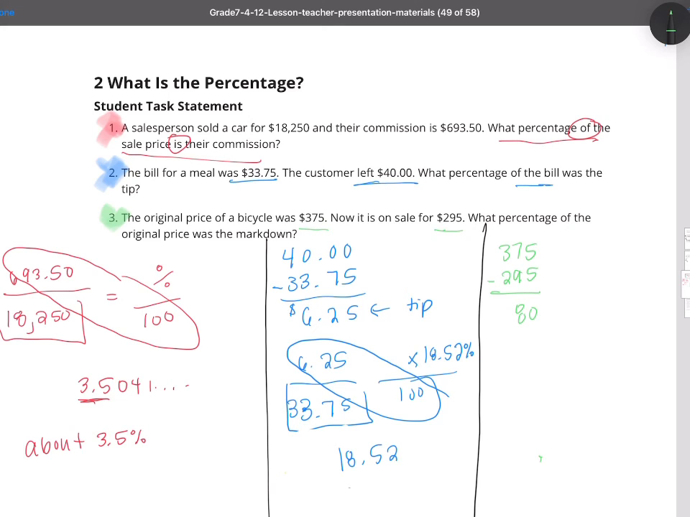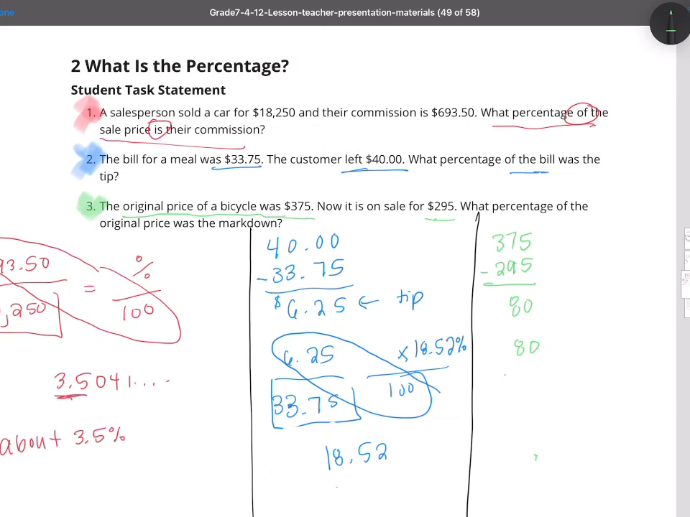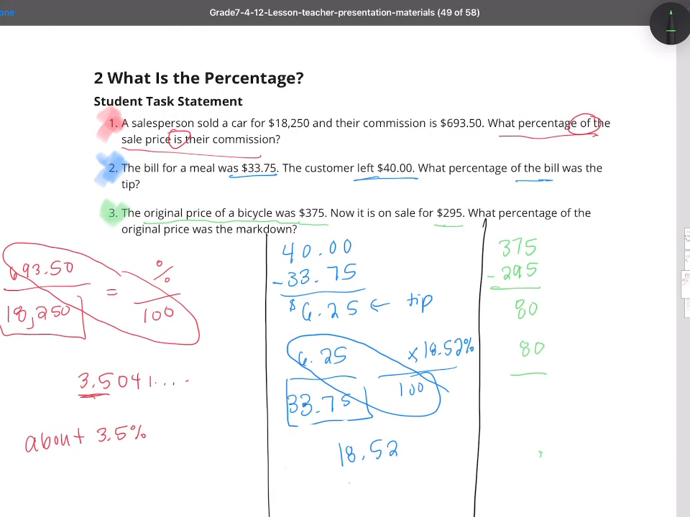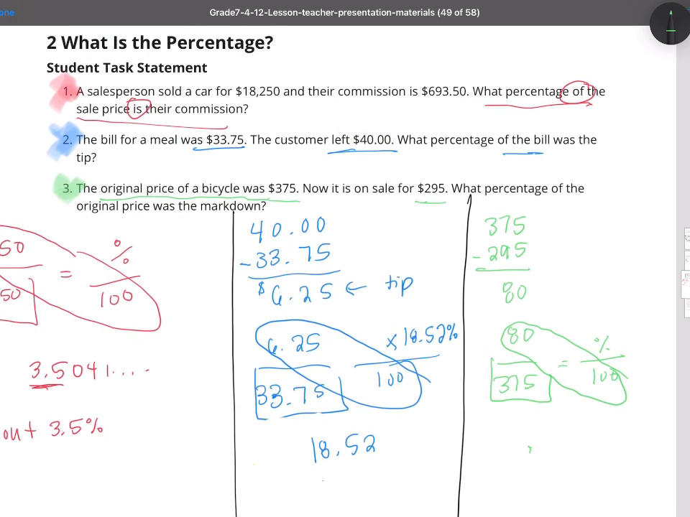That worked out nice. All right, so we'll have 80 over, and it said the original price, which is right here, and it's going to be 375 over 100, because the percent is missing. Cross multiply, and I'm dividing by that number, so 80 times 100 divided by 375, and it should give me 21.3, so it's going to be 21.3%. Okay?